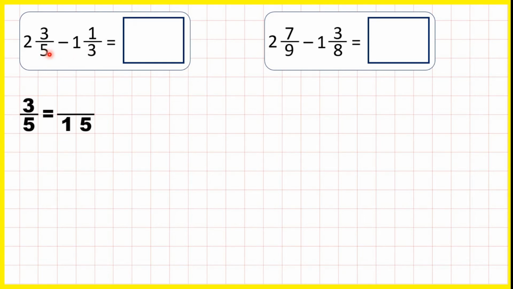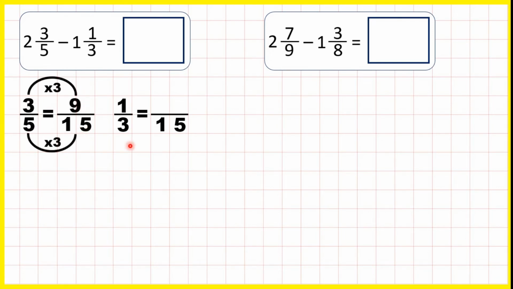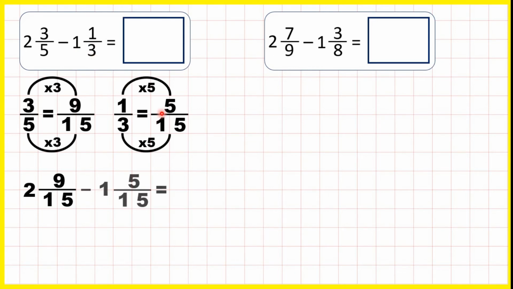15 is in both the 5 and the 3 times table, so we can find equivalent fractions with a denominator of 15. 5 times 3 is 15, 3 times 3 is 9, 3 times 5 is 15, 1 times 5 is 5. So now we can rewrite our question. Instead of 2 3/5, we can write 2 9/15, and instead of subtracting 1 1/3, we can subtract 1 5/15.